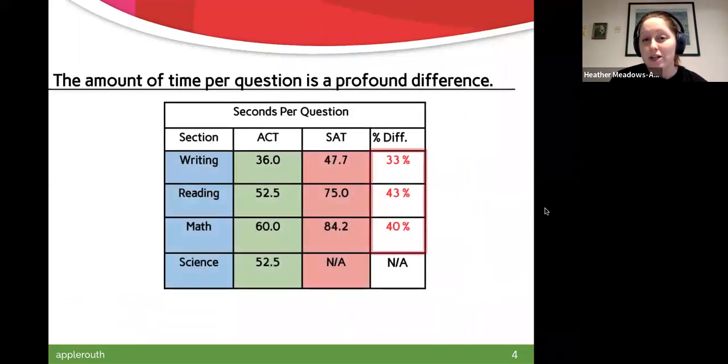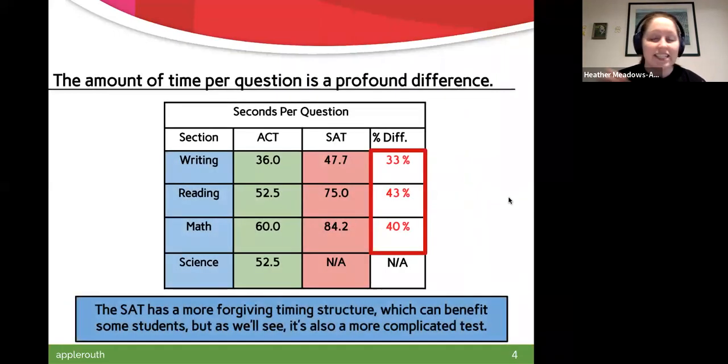The amount of time per question is also a big difference. The SAT does have a more forgiving timing structure, so you're going to get more time per question on the SAT, but it's also a more complicated test. On the ACT, you do have to move fast in some sections, like the reading and the science, but they can be more straightforward in ways that the SAT isn't.